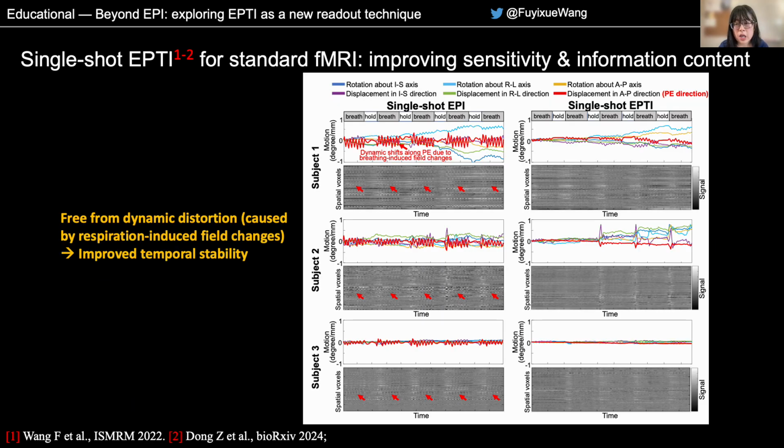The distortion-free nature not only benefits anatomical integrity, but also improves temporal stability. This is because the distortion of conventional EPI can change dynamically due to field changes, such as those induced by respiration in a paced breathing and breath hold task. And this leads to image shift and geometric changes across the time series, and therefore signal fluctuations as shown in the carpet plot. And by addressing distortion, EPTI can mitigate these effects.